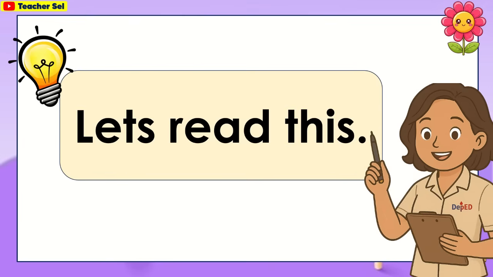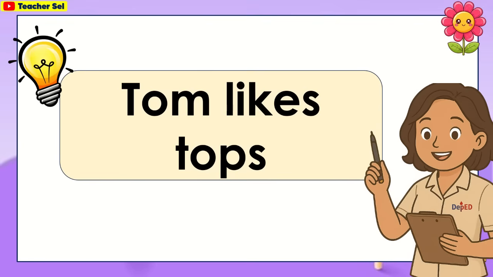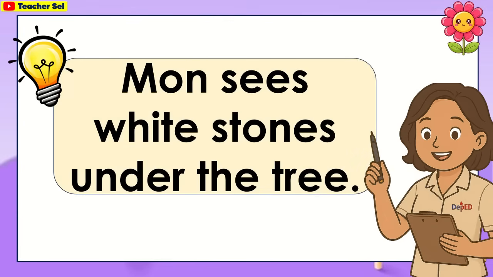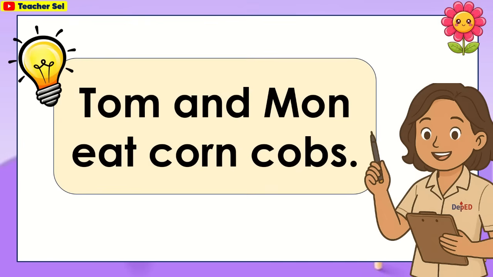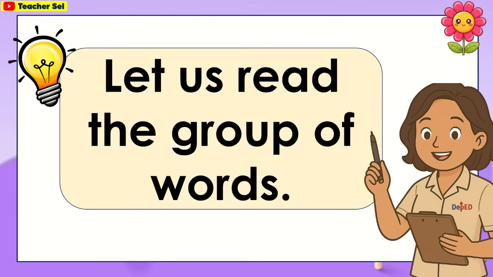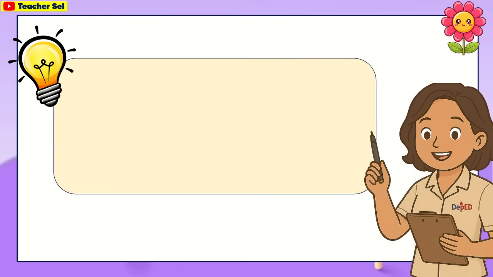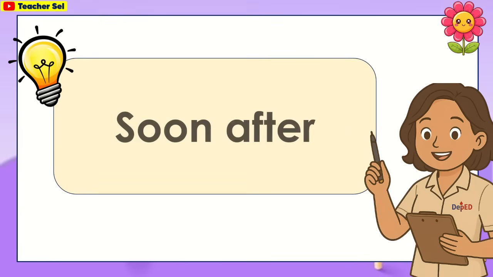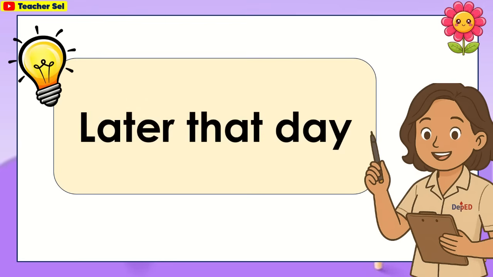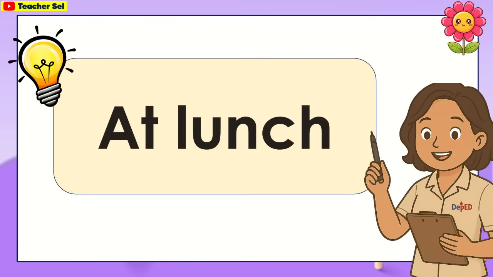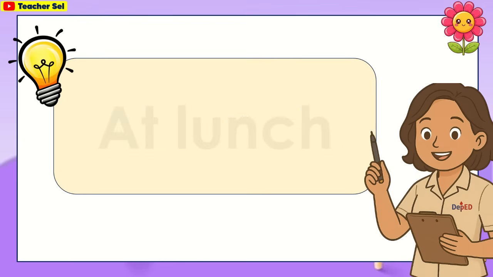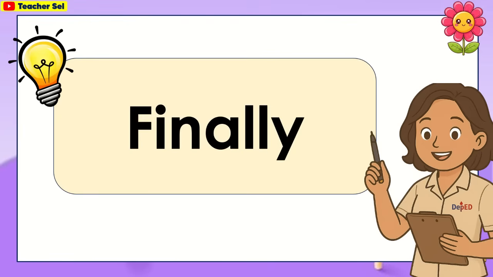Let's read this. Tom likes tops. Mon sees white stones under the tree. Tom and Mon eat corn cobs. Let us read the group of words. One morning, soon after, later that day, at lunch, finally.